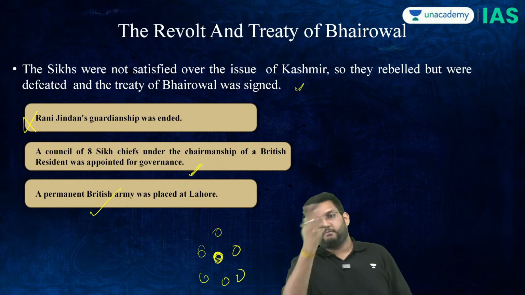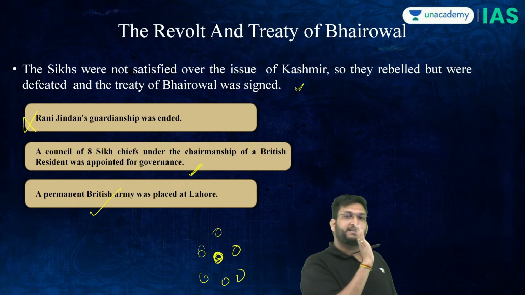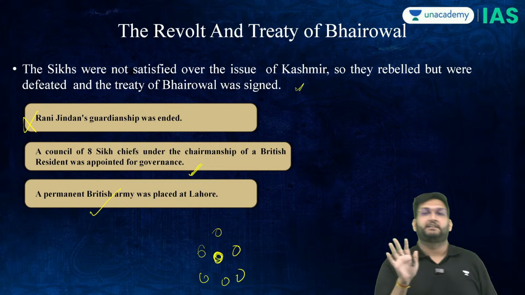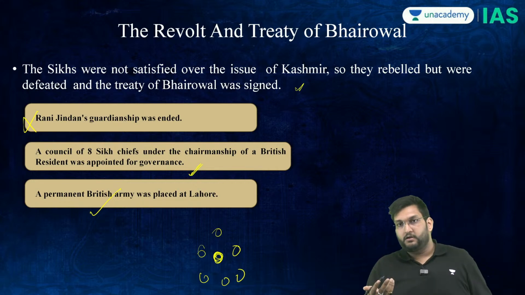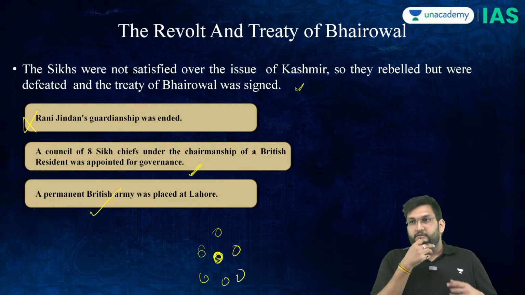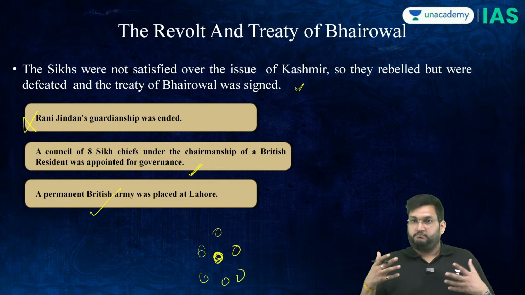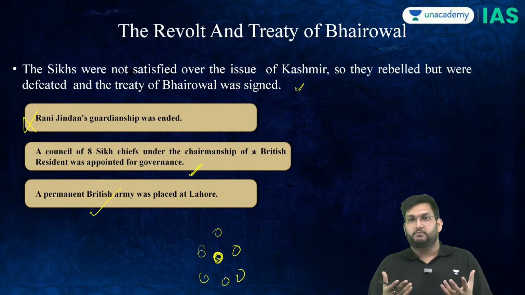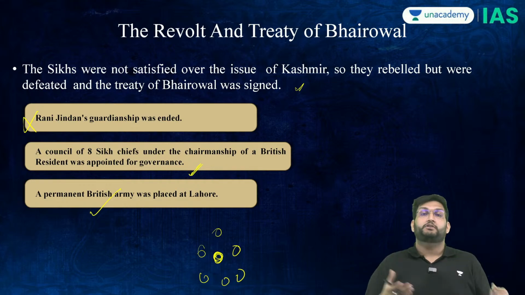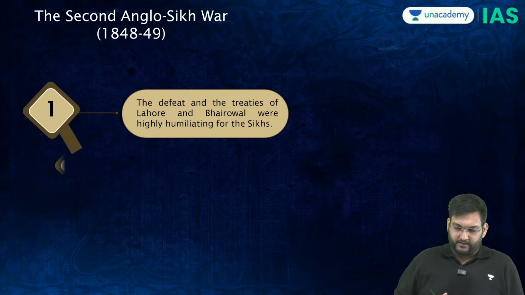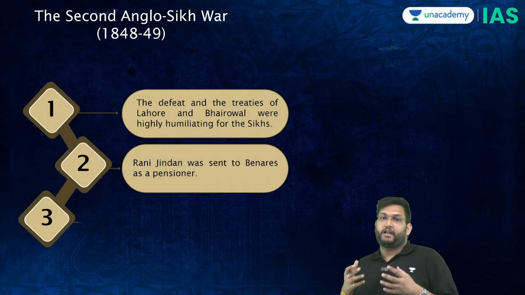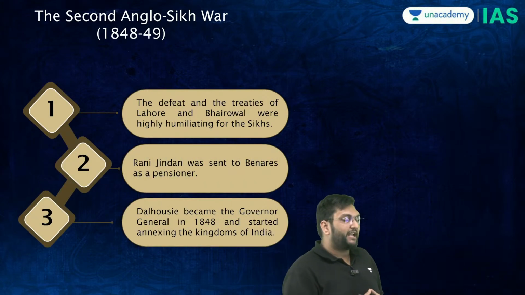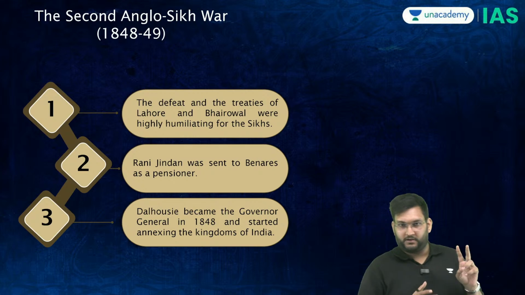Lahore, rebellion, Bhairawal. At Lahore most of the things are already taken, Bhairawal sealed. Now the Sikhs will start to realize the mistake, the problem: infighting is not good. So they will try to unite. When they try to unite, it is called the Anglo-Sikh War, the Second Anglo-Sikh War, the last war which we have to do.